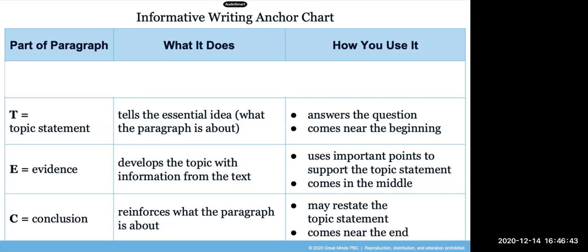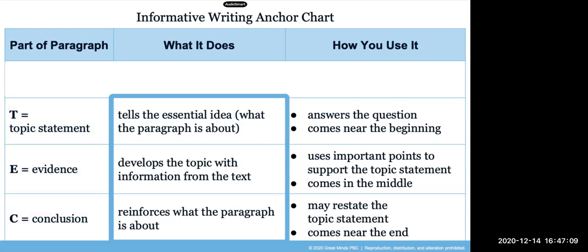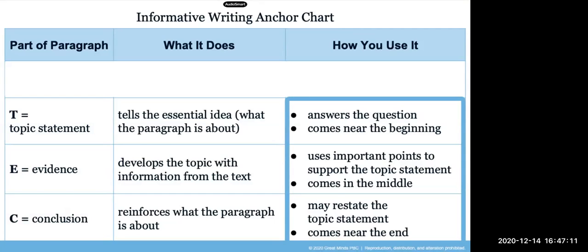Here's our informative writing anchor chart. Point to the T for topic statement. Now point to E for evidence. And finally, point to C for the conclusion. Pause here to tell your learning partner about each of these parts of the paragraph, what they do, and how you use it. Just hit play when you're ready to continue.